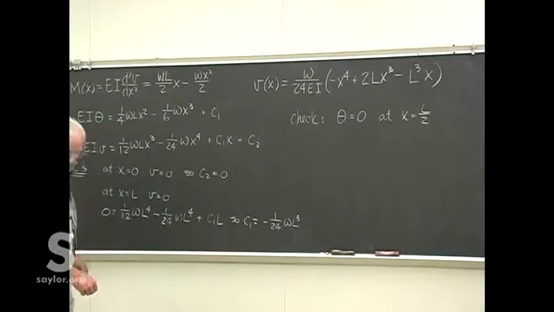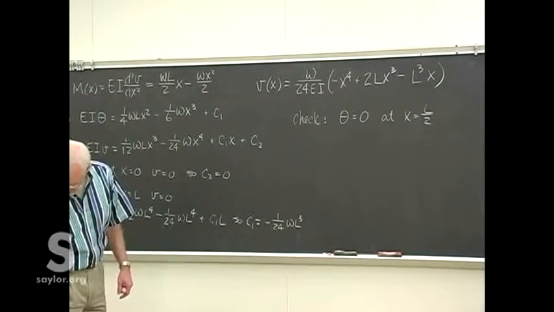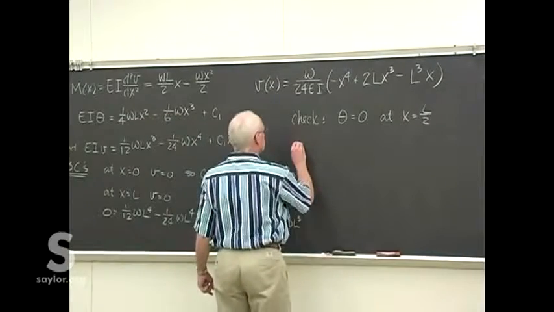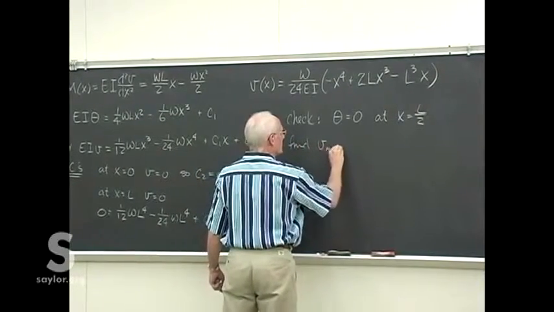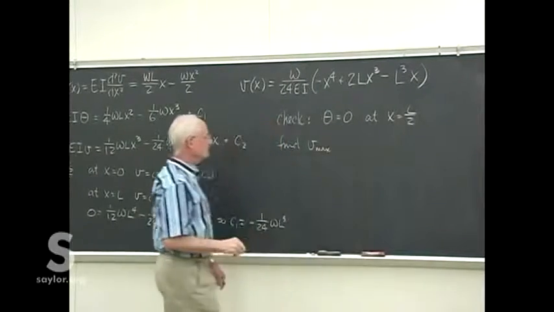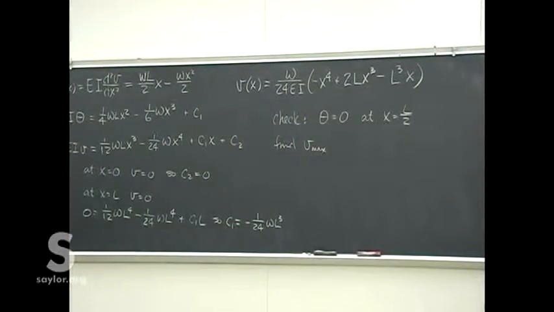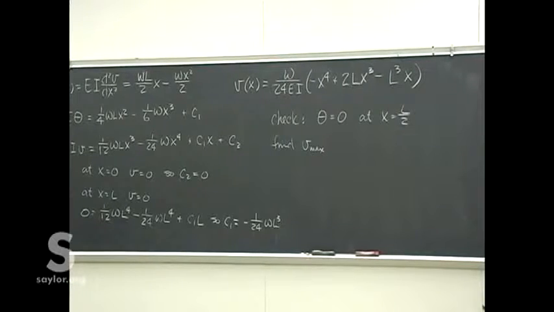You can also check the boundary conditions. We know what those are. And then find V max at that point. And then we'll just take the book and pick out a beam and figure out how much that deflection is for a particular beam.